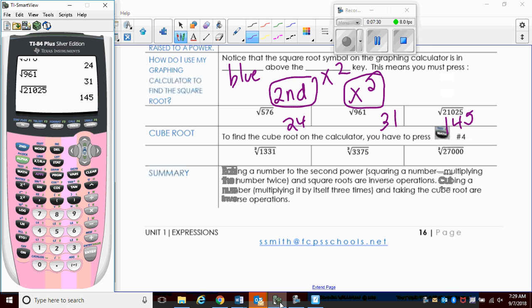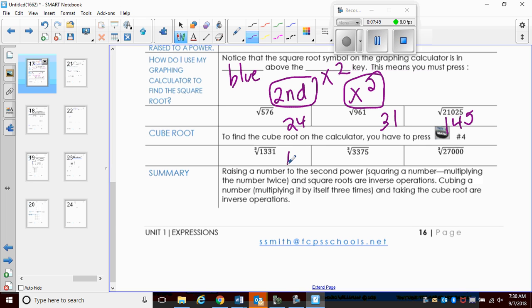Cube root's simpler. Well, actually, it's not, but you're going to press math, number 4. Math, number 4. And you get the cube root. Put my first number in. I get 1,331. Enter, and I get 11. It equals 11.